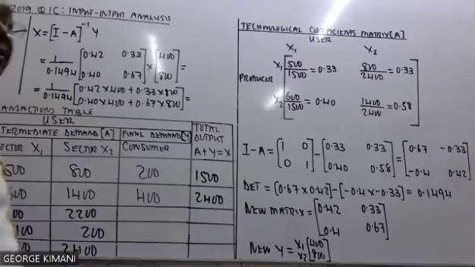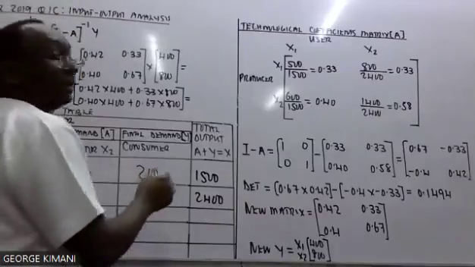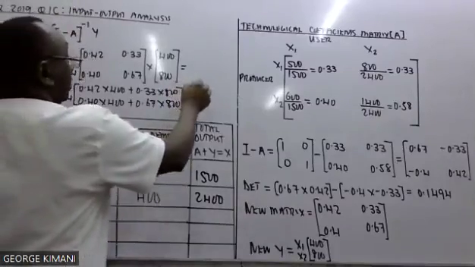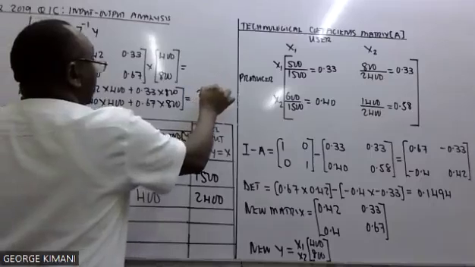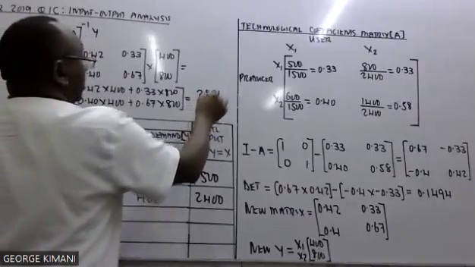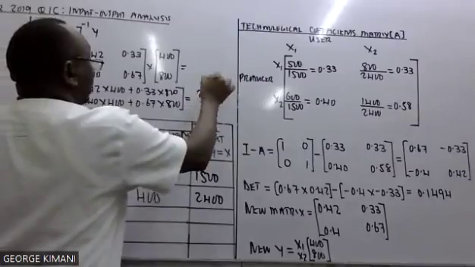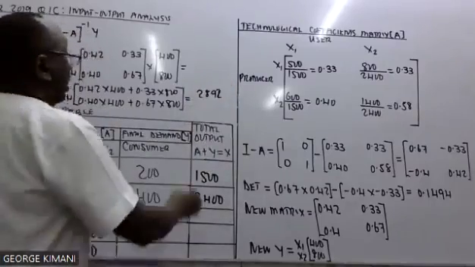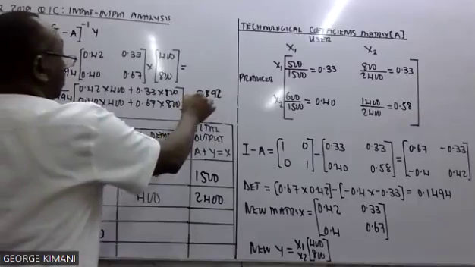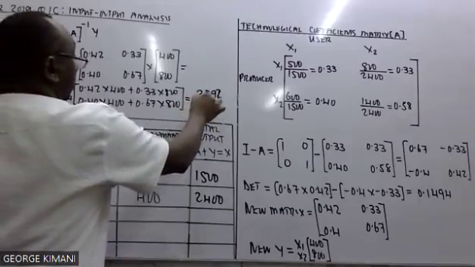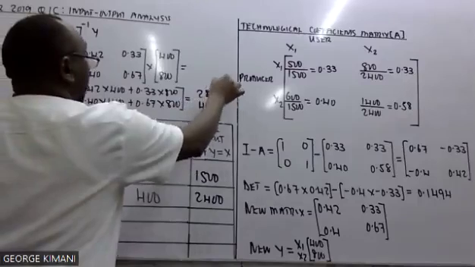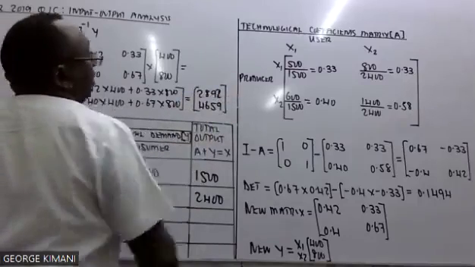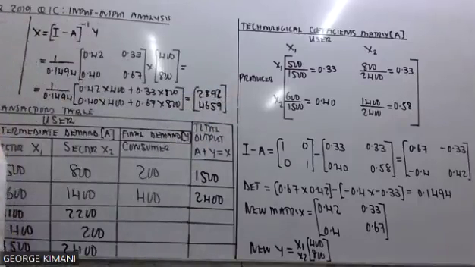What are the answers? 20? So we can make it 92. Yes, you can give it with the decimals or you can round up. And this other one? 46.59. Yes. So that is what the examiner wanted.